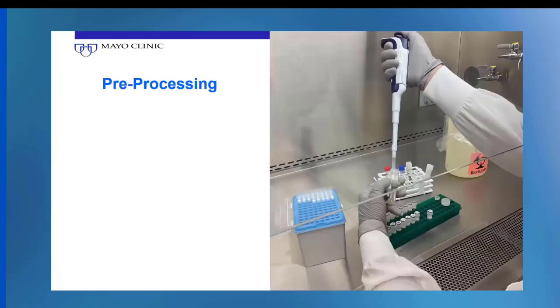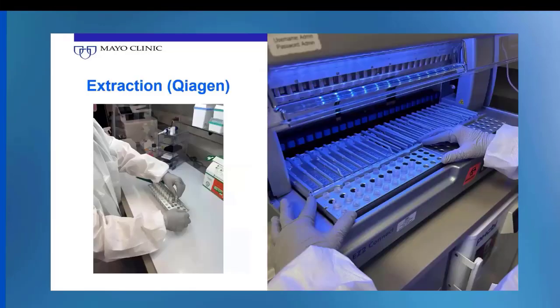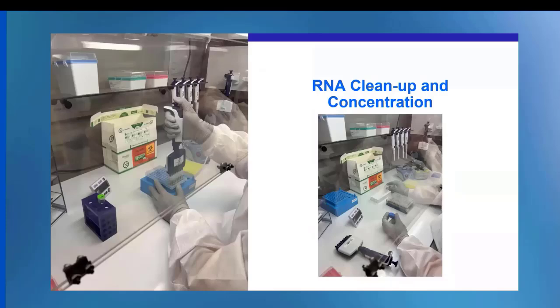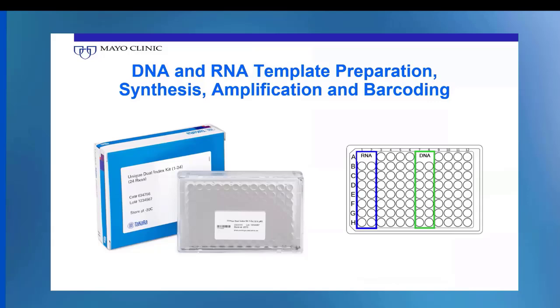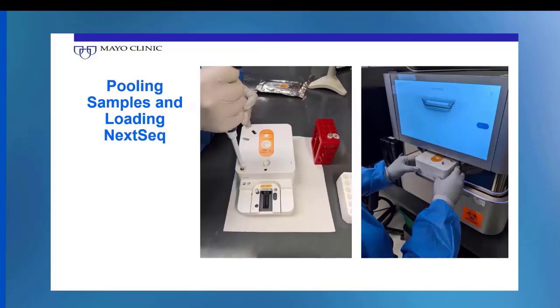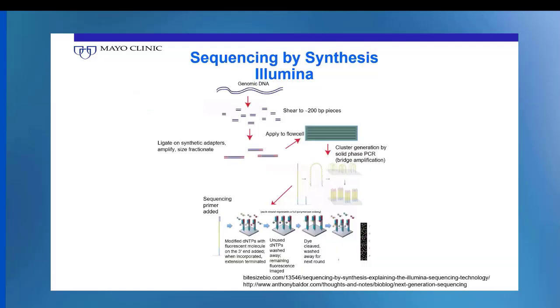So these are some pictures from the lab. I really want to thank the team who, A, developed the assay, and B, runs the assay. It's complicated. This is pre-processing, this extraction on a QIAGEN instrument. Here's a photo of RNA library preparation, then RNA cleanup and concentration, DNA shearing for the DNA aspect of it, and then DNA and RNA templating, synthesis, amplification, and barcoding, DNA and cDNA cleanup, concentration and normalization, pooling of our samples, loading onto our NextSeq sequencing instrument, sequencing on our NextSeq sequencing instrument.